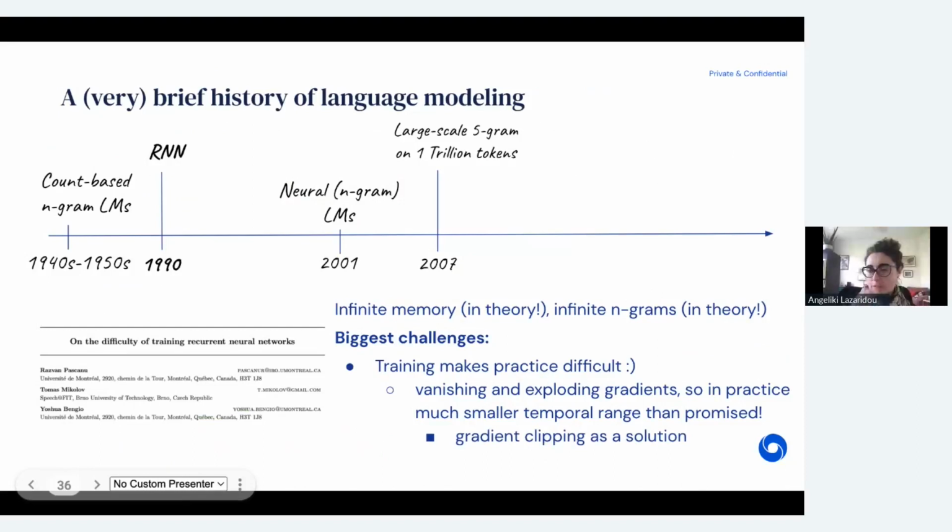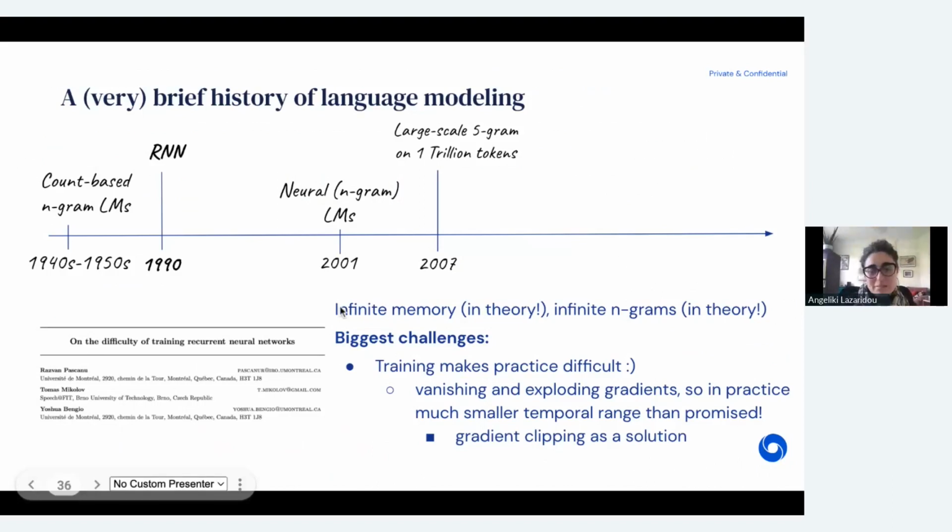Of course, people worked on solutions. So people worked on having some sort of solutions, and even something as simple as clipping the gradient, which is basically limiting the size of the update, was able to stabilize some of the training of these models.